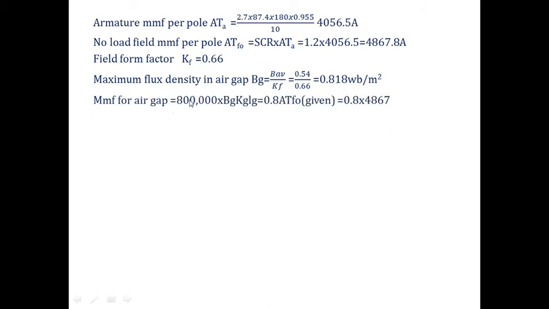So MMF for air gap is given by 800,000 into BG into kg into LG, which is equal to 0.8 into ATF naught. So ATF naught value is given.